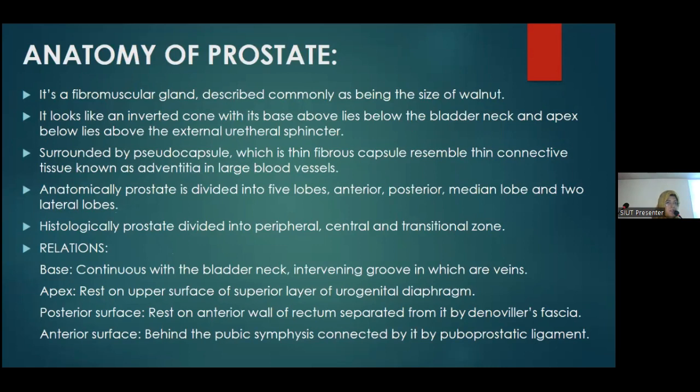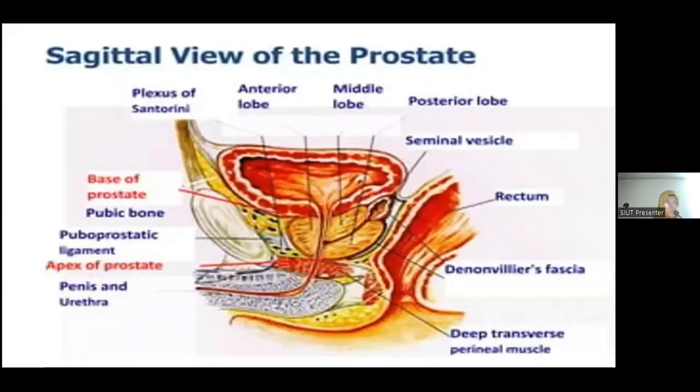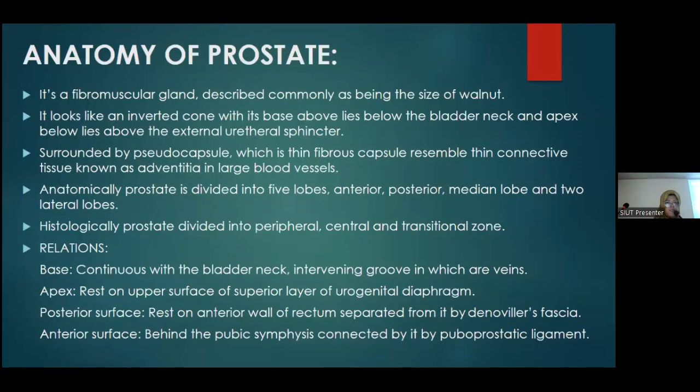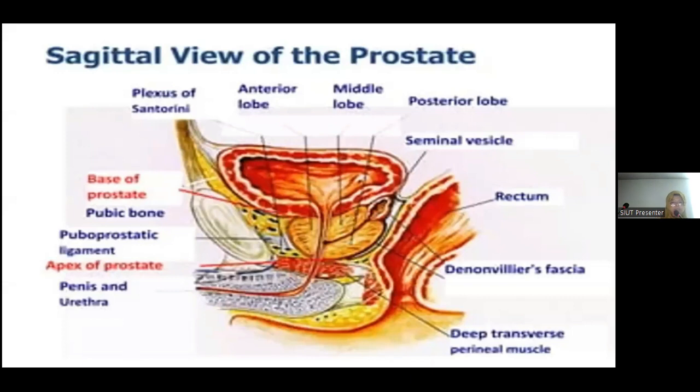Anatomy, first of all. Before learning the surgical techniques, it's important to review the anatomy of the prostate. It's roughly the size of a walnut and an inverted cone-shaped gland with the apex facing inferiorly above the external urethral sphincter and the base upward just below the bladder neck. The prostate is covered with a thin fibrous capsule that resembles the thin connective tissue of the large vessels, that is adventitia.